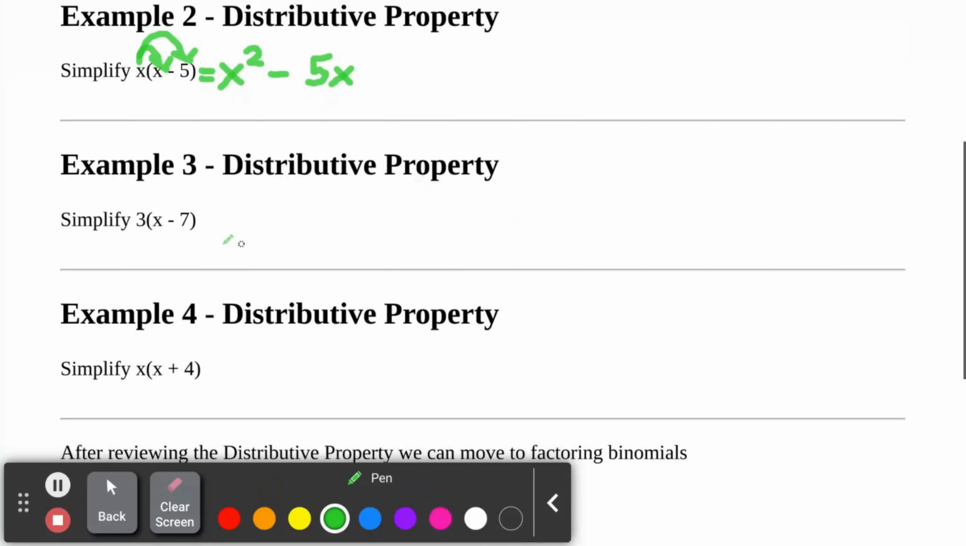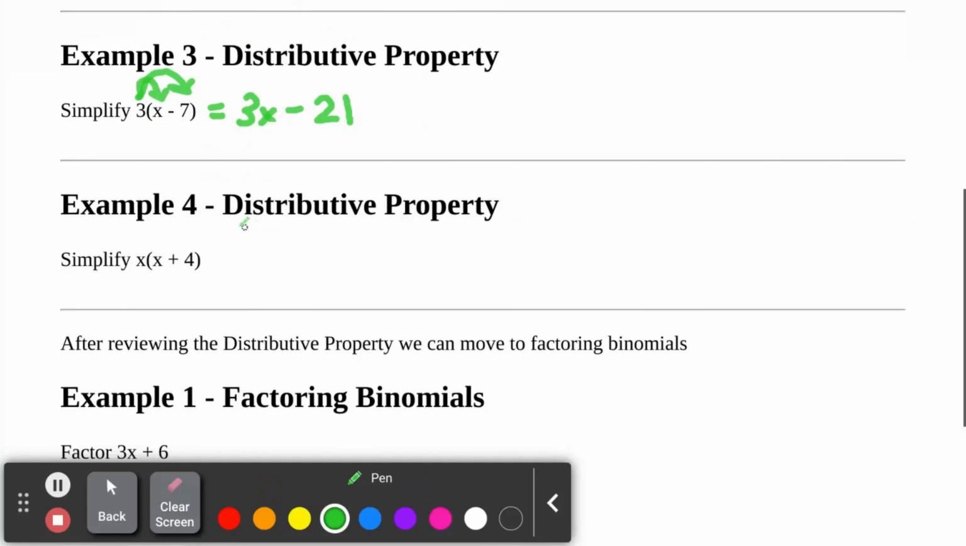Okay, and our third one, we're multiplying 3 by the quantity x minus 7. So 3 times x is 3x. And 3 times a minus 7 is minus 21, or plus a negative 21, which we can just write as minus 21 here.